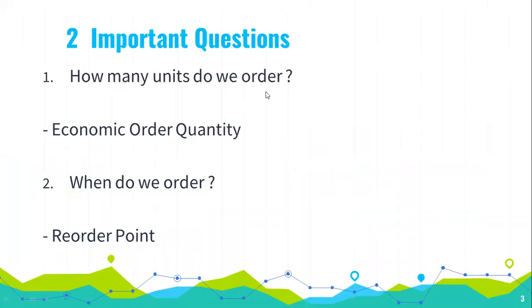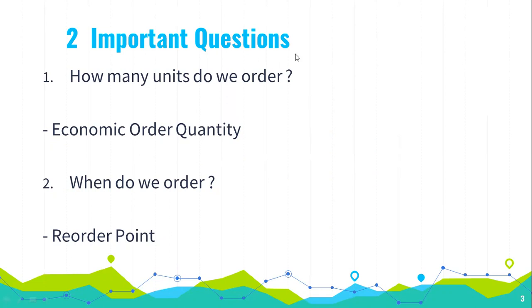These are the two important questions if we're talking about inventory management. The first question is, how many units do we order? And that is answered by economic order quantity. And secondly, when do we order? And that question is answered by reorder point. In this video, we will discuss economic order quantity and reorder point.